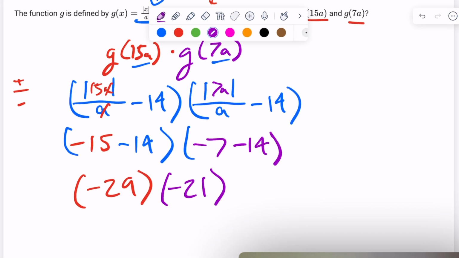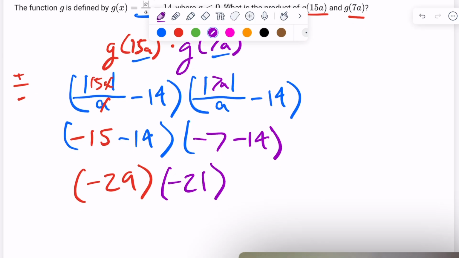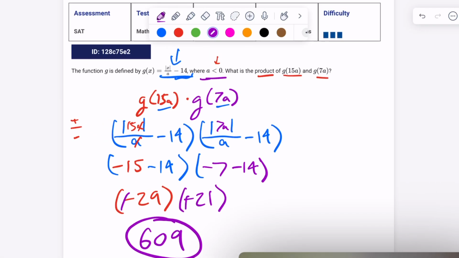Now we just multiply these two numbers together. A negative times a negative will give you a positive. So those cancel out. And then if we take 29 times 21, that gives us 609. So 609 will be our answer for this problem.